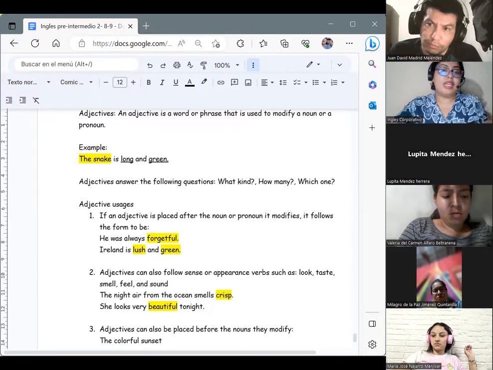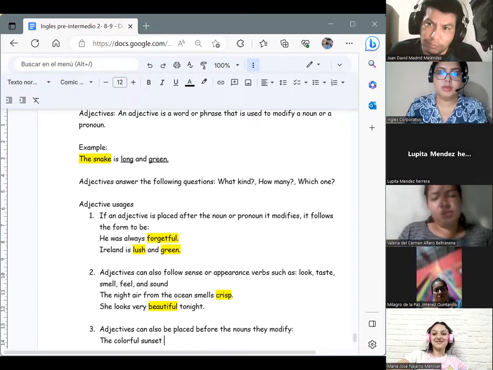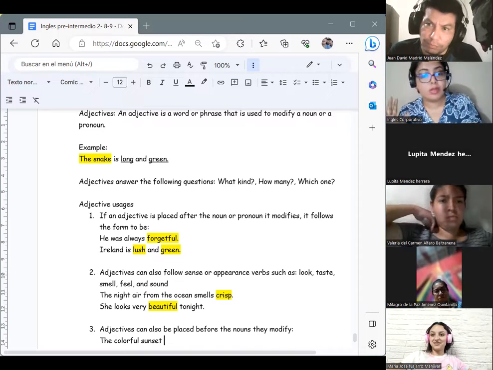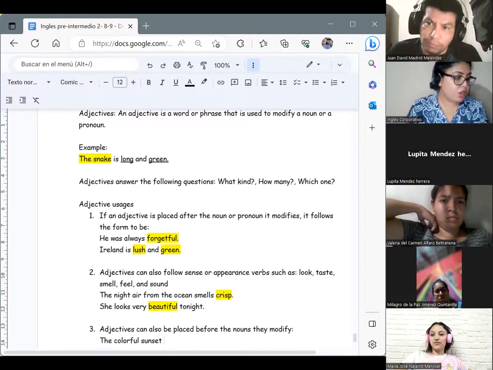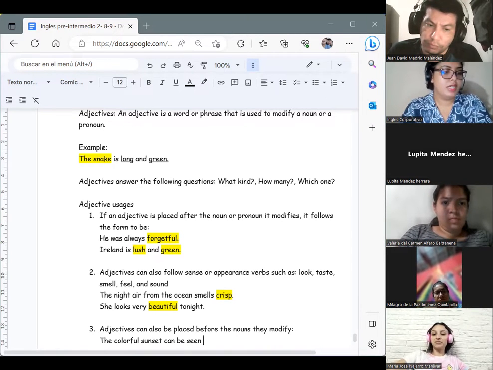O el atardecer. Podemos utilizar cualquiera de los dos porque igual puesta de sol es como que no lo utilizamos mucho. El colorido atardecer o el atardecer colorido. Que es mucho mejor que decir el colorido atardecer, ¿verdad? Ahí es dependiendo también de cómo nos sintamos nosotros cómodos. The colorful sunset can be seen in the photograph.